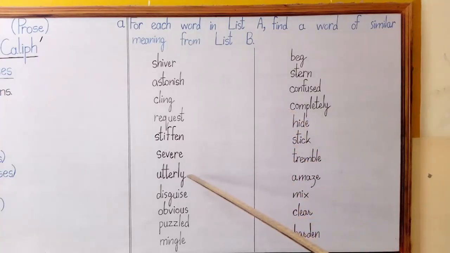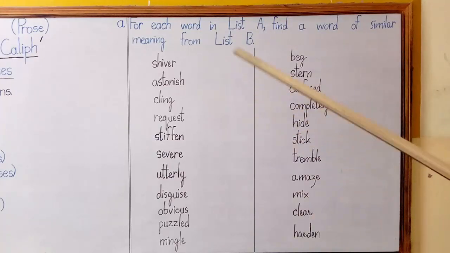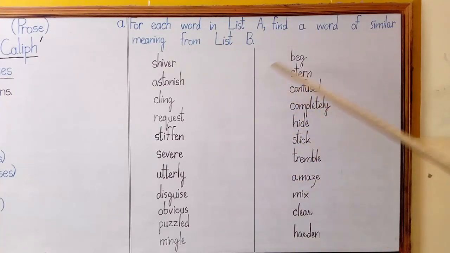You will match utterly to completely here, and so on and so forth. You will complete this exercise by matching all these words in list A with the words in list B. Let's move on to the next sub-exercise, blanks with words.